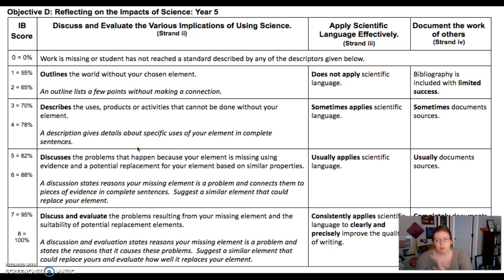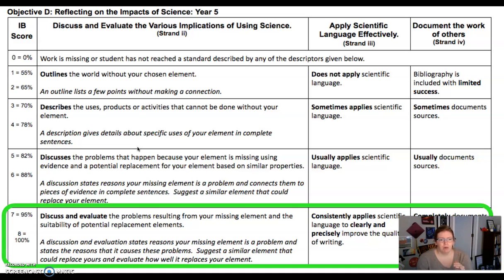So I have the rubric for you. I'm going to talk it over very briefly. But whenever you see one of these rubrics, you want to look at the top grade because you want to get the top grade. So we're going to look at the top grade here, which is the 7/8, 100% highest grade possible. That's what you want to shoot for.